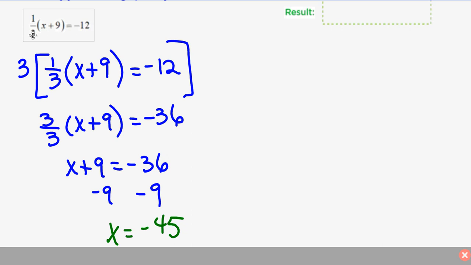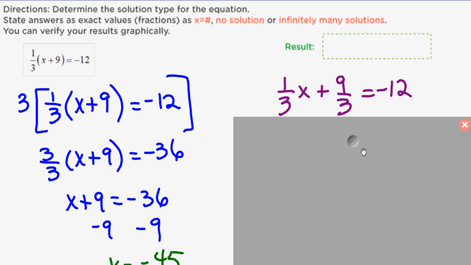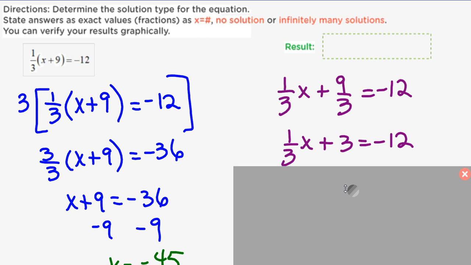Now, if you didn't undo the division first, some of you might have said, well, let's distribute that 1/3 to our parentheses. And you can do that as well. It would look like this. You would have 1/3 x plus 9/3. And we know 9 and 3 have a common factor of 3 we can divide out, which brings you to here.